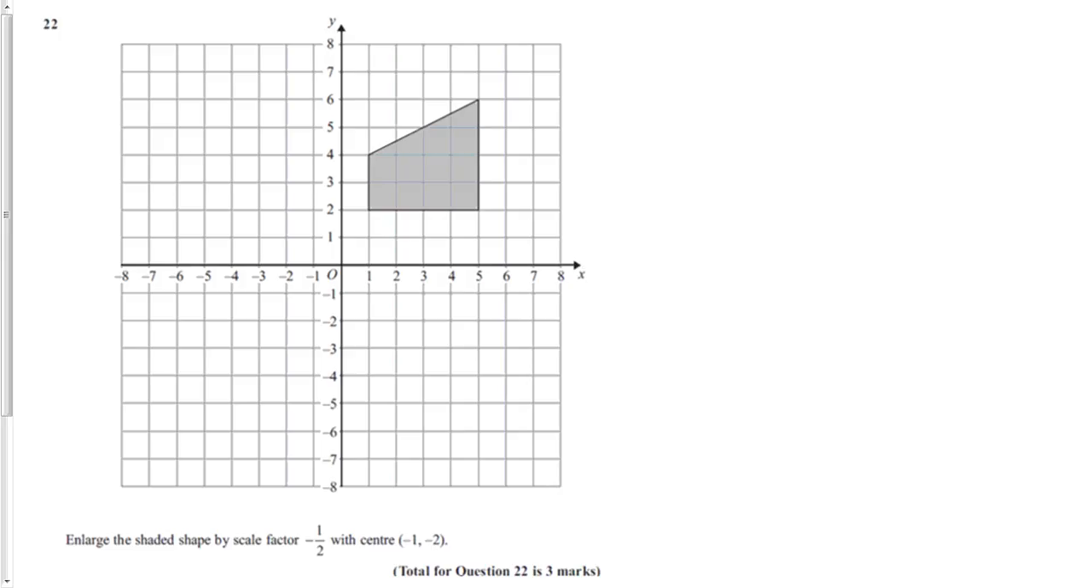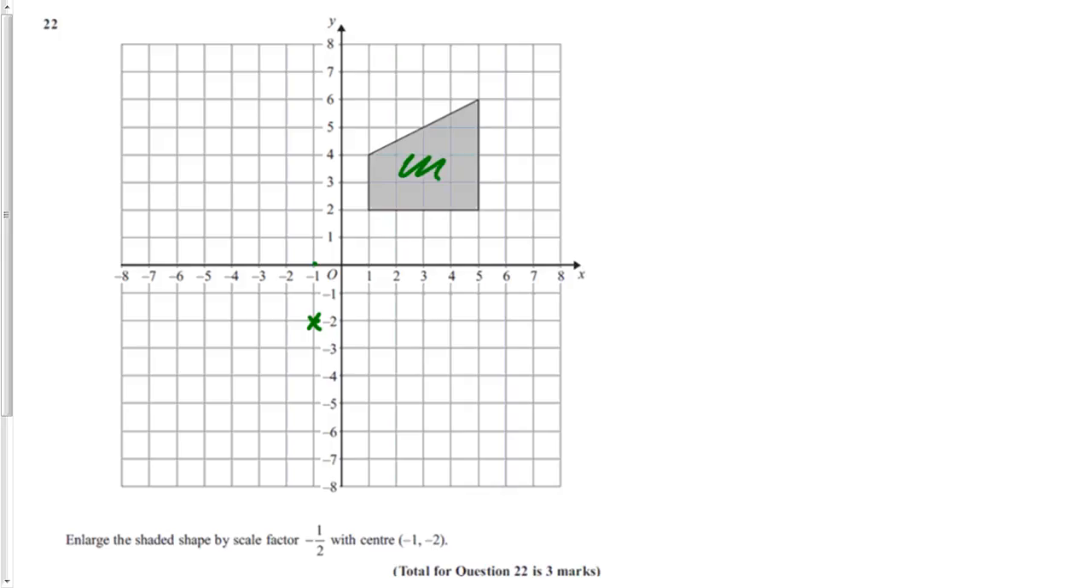The next question, again, is certainly a lot easier than the previous question, and it's something you can do without an awful lot of practice. So we enlarge the shaded shape with a scale factor of -1/2 with center -1, -2. So let's start off finding the center of enlargement, which is -1, -2, which is here, because we go -1 across, -2 down. And we've got to enlarge this shape here by a scale factor of -1/2.